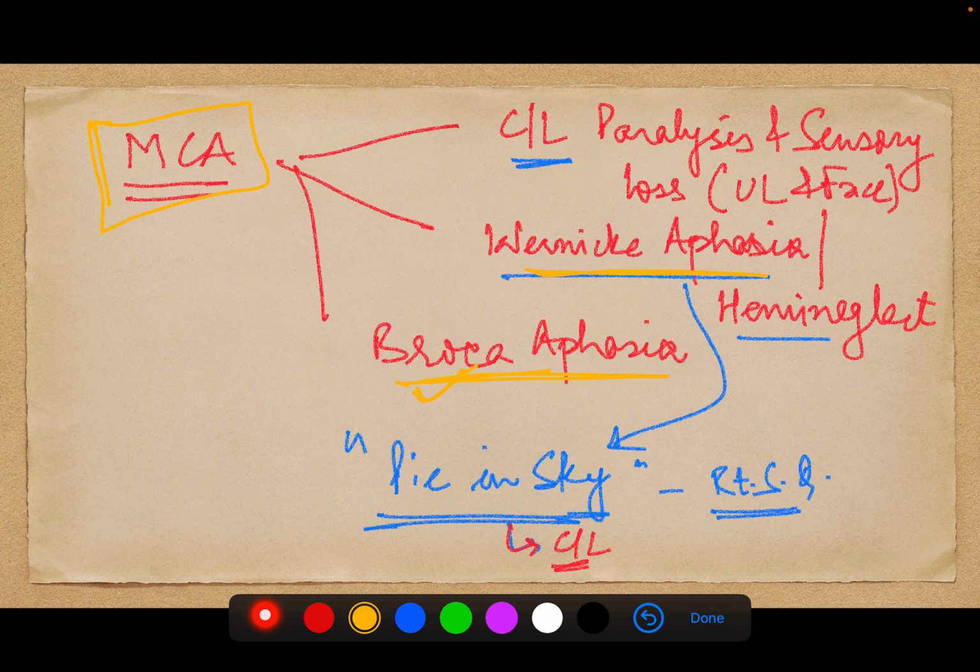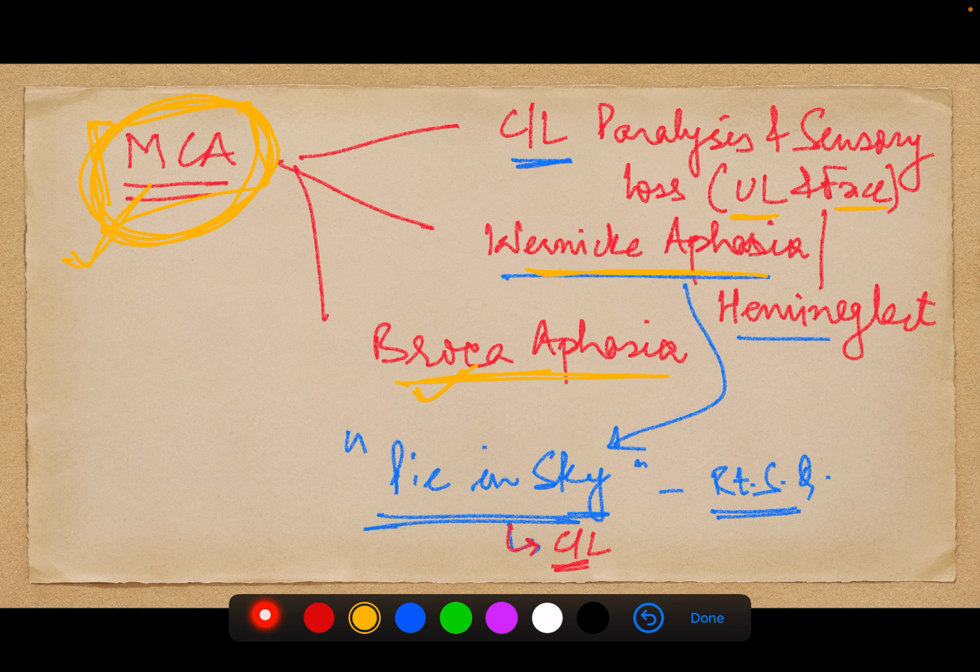So if we get a question or vignette in which the patient presents with, say, left-sided upper limb and face paralysis as well as loss of sensation, and the person is not able to understand what is being asked or is not able to answer the question, then your pinpoint diagnosis should be that the middle cerebral artery is affected.